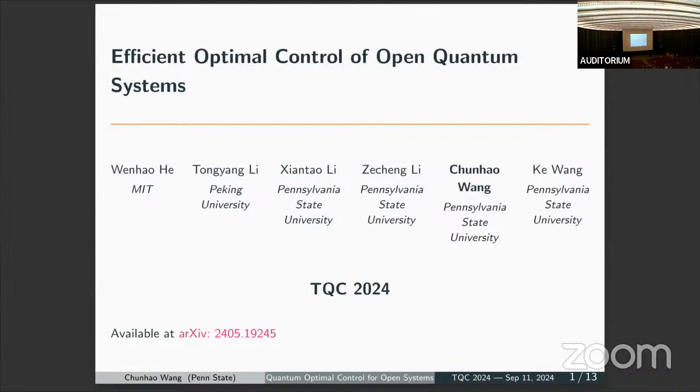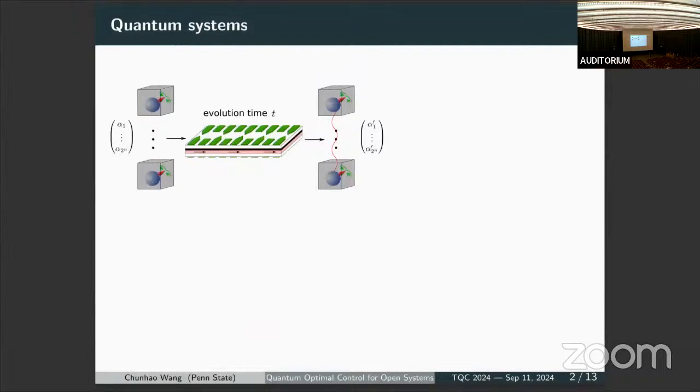Okay, so this is about efficient optimal control for open quantum systems. You might wonder, what is an open quantum system? I will start with the very simple model, a closed quantum system. A system is just an abstraction of a quantum device, which evolves on its own. In other words, if you have an initial state, then after a certain time t, it will evolve to a final state like this, okay?